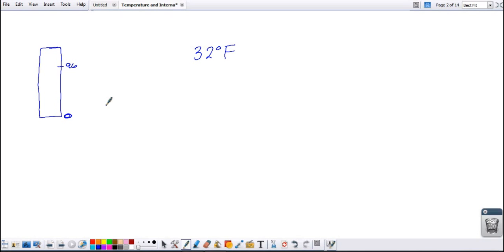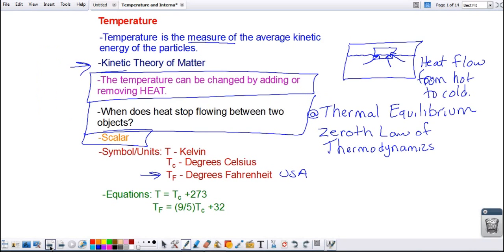Okay, and then he also noticed that water boiled around 212 degrees Fahrenheit. But it wasn't exact. It had decimal places, and he decided he didn't want to have decimal places for the freezing and the boiling points. So he defined them, which skewed these numbers a little bit. Okay, that's a little history of Fahrenheit.